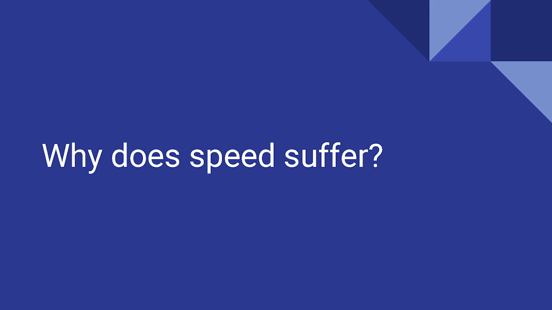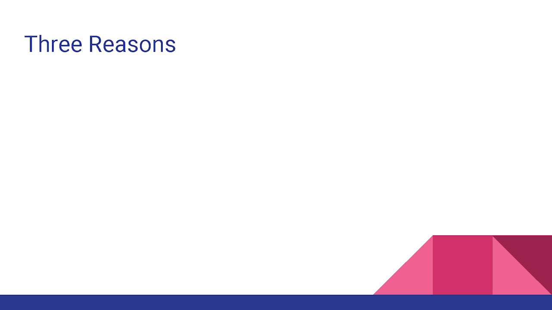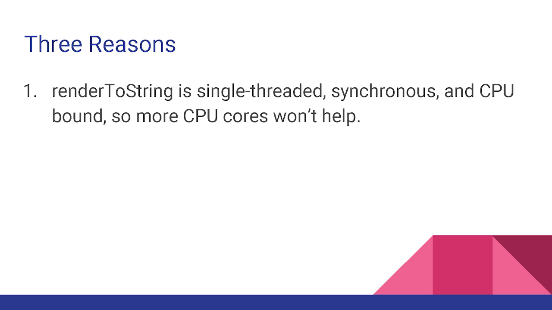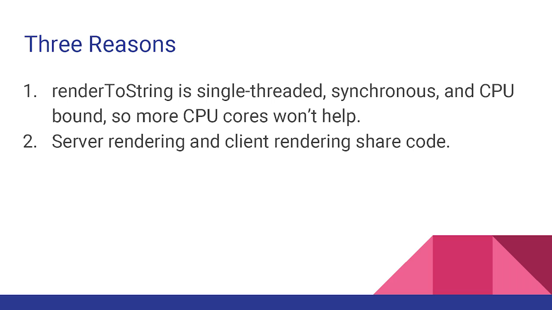First off, just stepping back, why does speed suffer in React server? I think there are 3 basic reasons. First off, renderToString is running in Node. It's single-threaded, single CPU, and synchronous. These are all things that make it CPU bound. And Moore's law has been holding, and servers have been getting faster, but mostly in multi-core, not in single-core. Single-core performance actually hasn't been getting much better over the years. It's getting a little better, bit by bit.